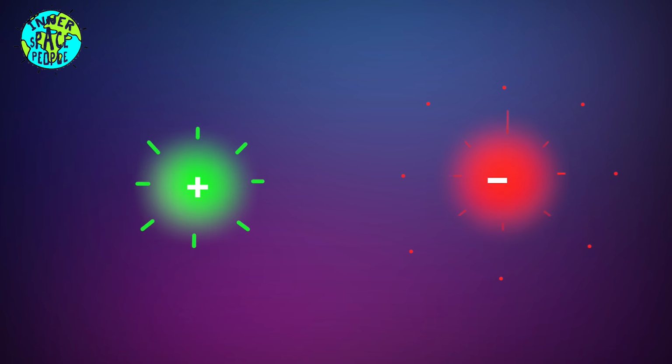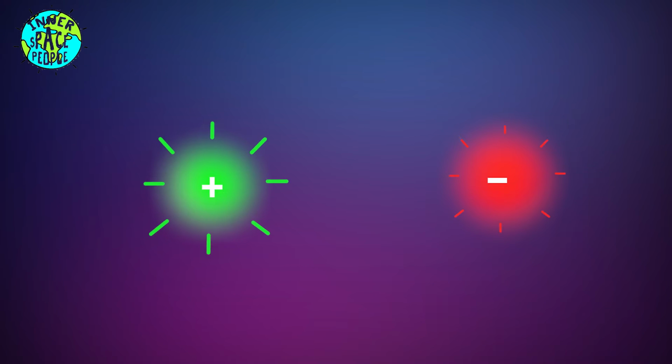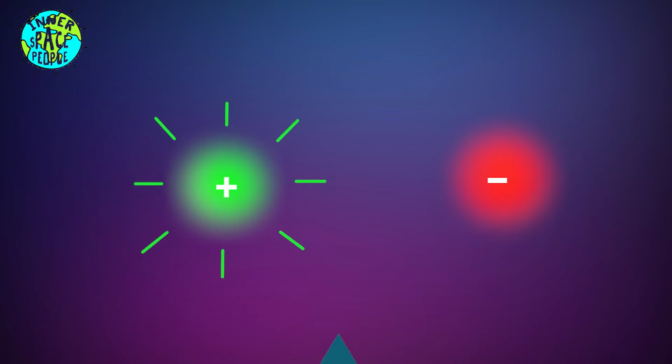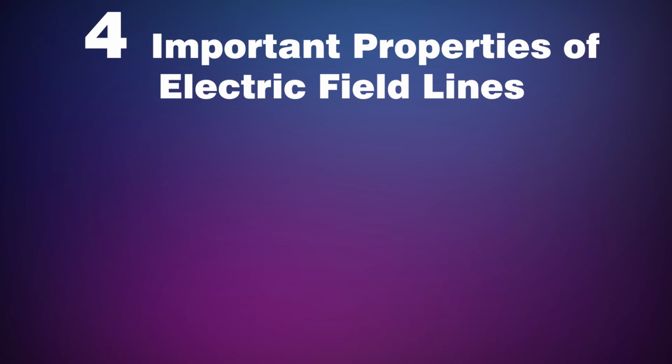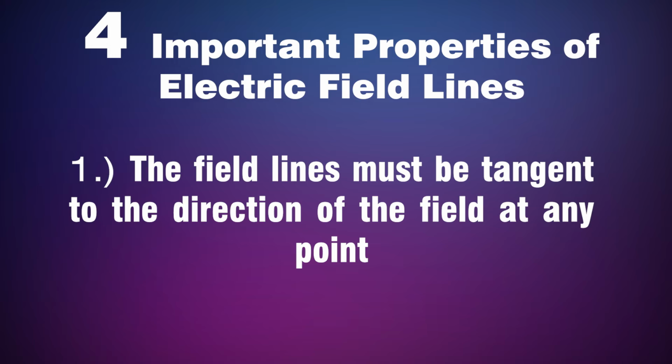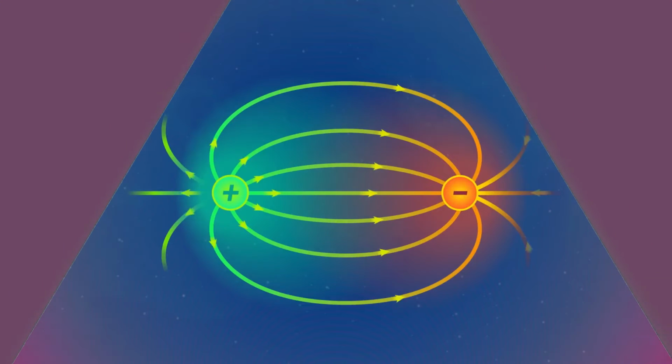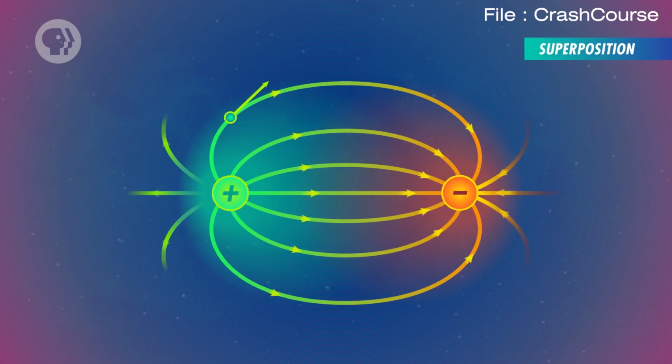As mentioned earlier, opposite charged particles attract each other, so we can add the fields together to create a total electric field. Let us examine the electric field because this will lead us to four important properties of electric field lines. First, the field lines must be tangent to the direction of the field at any given point. This means that if we place a positive charge anywhere, the field lines will point in the direction of the force exerted on a positive test charge.